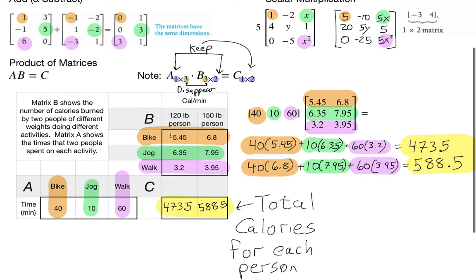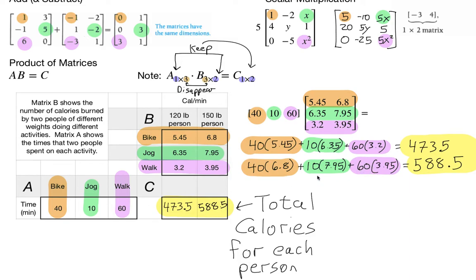So you multiply the 40 times the 5.45 here. Then you figure out their jogging calories. That's the 10 times the 6.35 here. Then you multiply the walking calories times their time. That's 60 times 3.2. Calories per minute times time in minutes is going to give you calories.